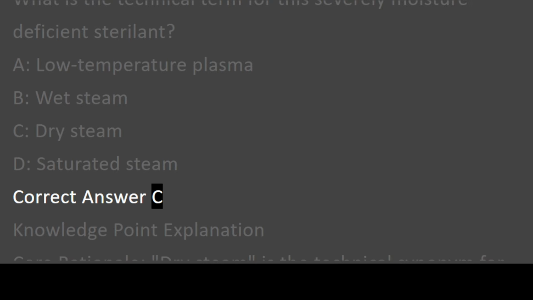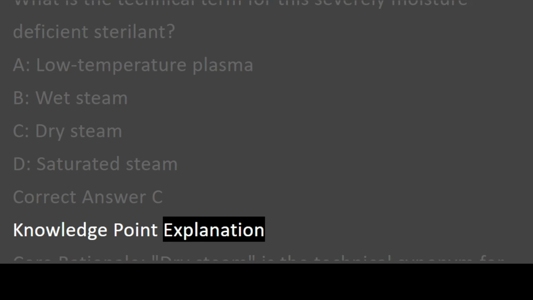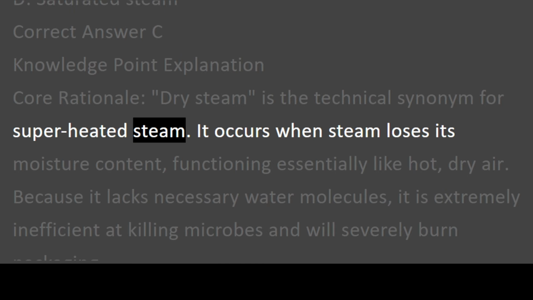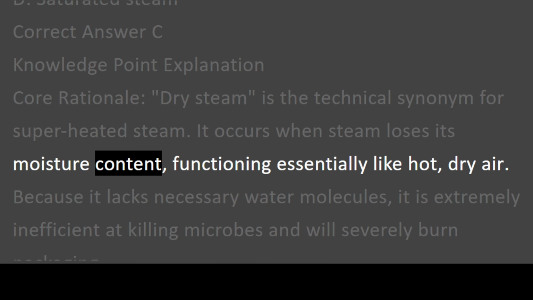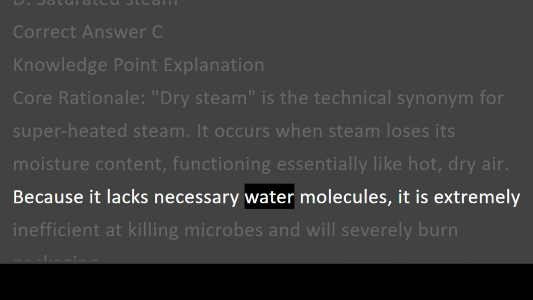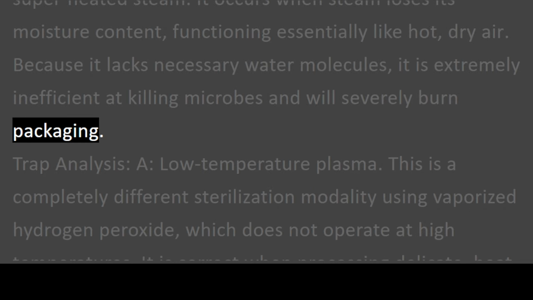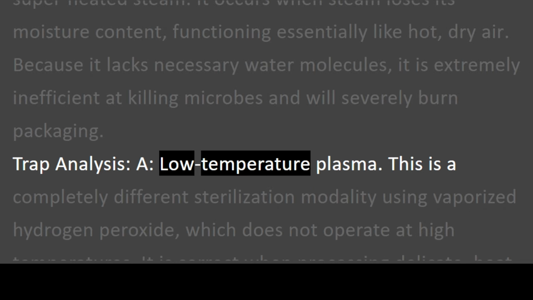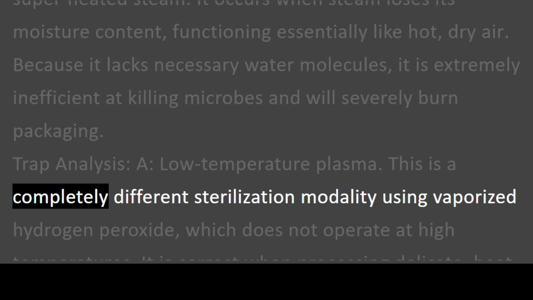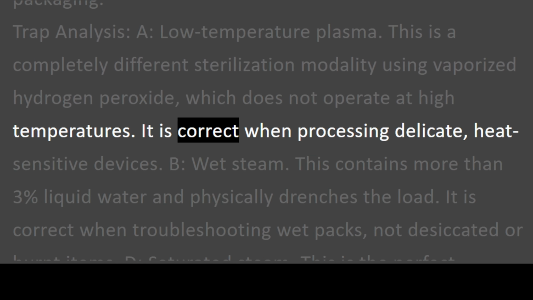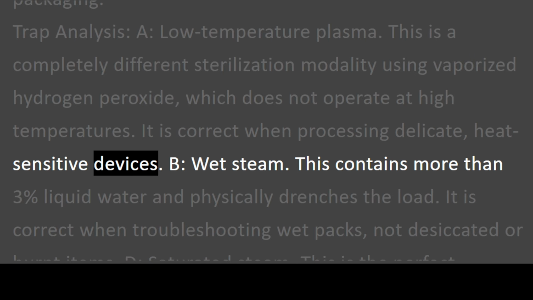Correct answer C. Knowledge point explanation. Core rationale. Dry steam is the technical synonym for superheated steam. It occurs when steam loses its moisture content, functioning essentially like hot, dry air. Because it lacks necessary water molecules, it is extremely inefficient at killing microbes and will severely burn packaging. Trap analysis. A. Low-temperature plasma. This is a completely different sterilization modality using vaporized hydrogen peroxide, which does not operate at high temperatures. It is correct when processing delicate, heat-sensitive devices.